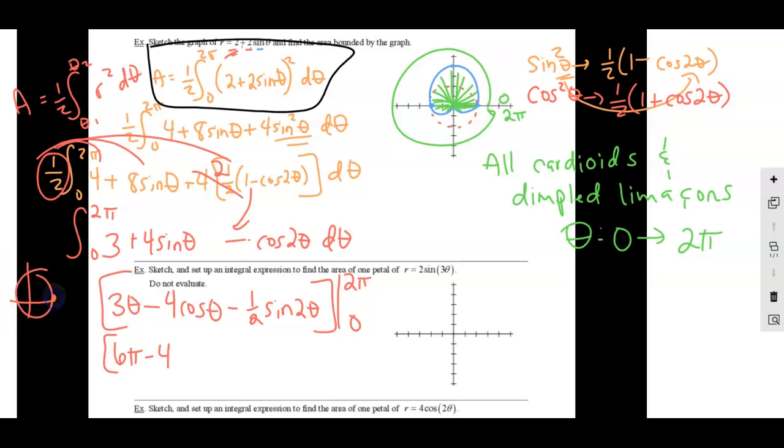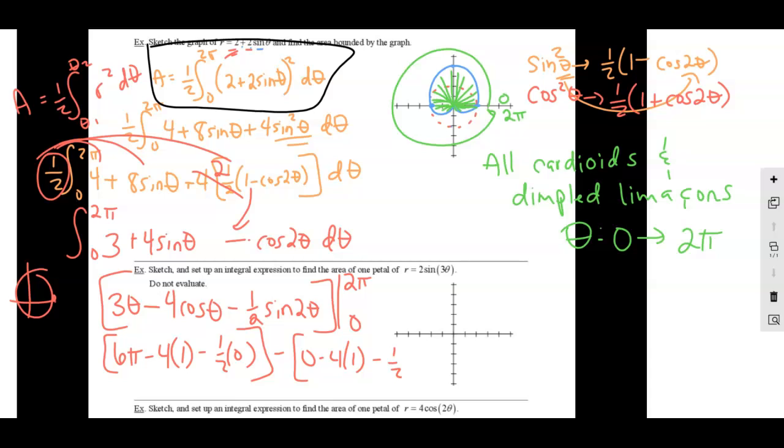2 pi is this angle. Cosine of that is 1, minus 1/2. 2 pi times 2 would be 4 pi. 4 pi is still going to land me right there, and the sine of that point is going to be 0. So there's the upper evaluation. And then minus, we have the lower evaluation, 3 times 0 is 0, minus 4 cosine of 0 is 1, and then sine of 2 times 0 is 0, so that's also going to be minus 1/2.